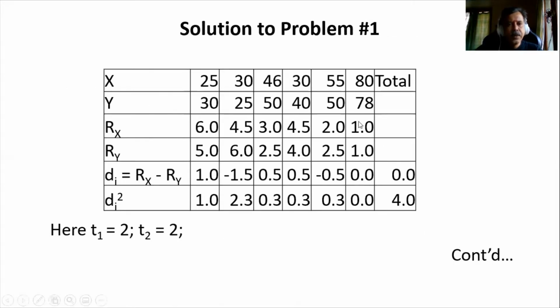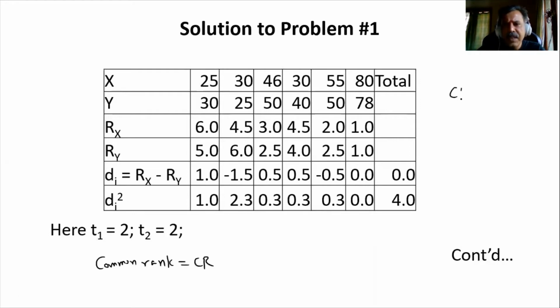Right. So you are supposed to assign ranks. As I told you, the highest mark should be given first rank in the X series. So 80 is the highest, so I gave rank 1. Next highest is 55, so I gave rank 2. Next highest is 46, so I gave rank 3. Whereas next highest is 30, which is occurring in two places. That means we have a common rank, which we'll call CR.